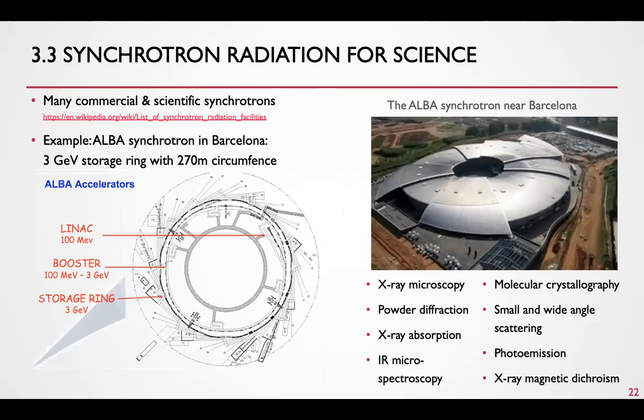Today, synchrotron radiation is used in science, as we've just discussed. I put here one example of a big synchrotron facility. It's the Alba synchrotron. It's in Spain, near Barcelona. It has a 3 GeV storage ring. You can look at here. All these particle accelerators, they're circular. So these facilities all look similar, circular facility. I visited this place in 2016.